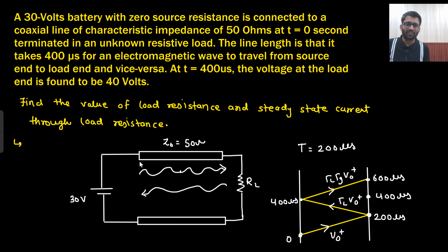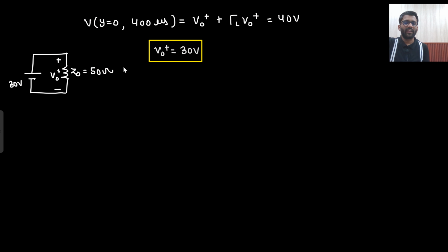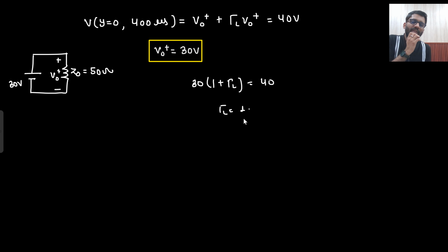Initially, just as the switch is closed, here I should have made a switch. So just as the switch is closed, V naught plus is generated. That will see Z naught only, and the V naught plus value is 30 volt. So if I solve, 30 volt into 1 plus gamma L is equal to 40. So gamma L comes out to be 1 by 3.